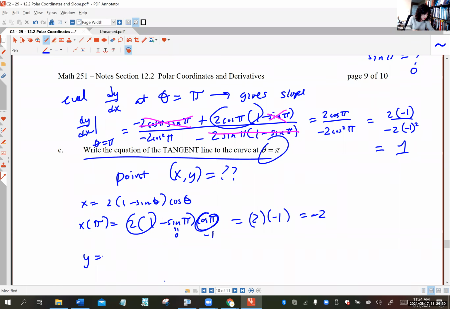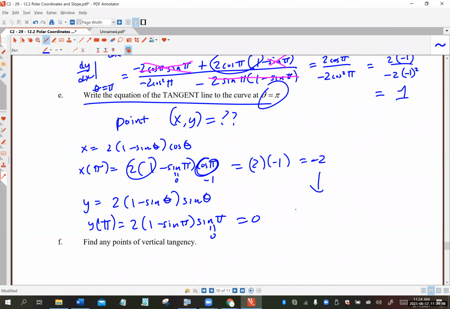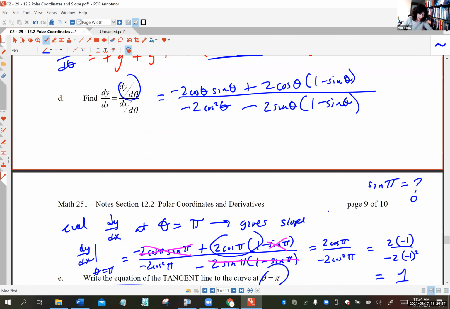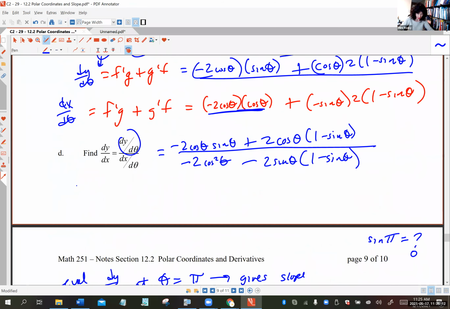For the y, it was, I'll just copy it down again, 2, 1 minus sine theta. And if you plug in pi into your y, what do you think you're going to get here? Sine pi is 0. I get a 0. Cool. So the point that you're trying to find the tangent line to is the point negative 2, 0 on the graph. If you look at that heart that we graphed, I don't see negative 2, 0. We probably graphed it wrong. I imagine it maybe looks more like this. It's this point right here, negative 2, 0. We're trying to find that tangent line right there.